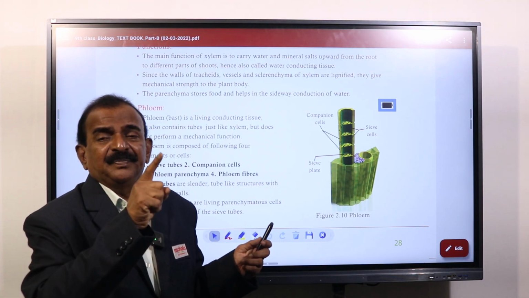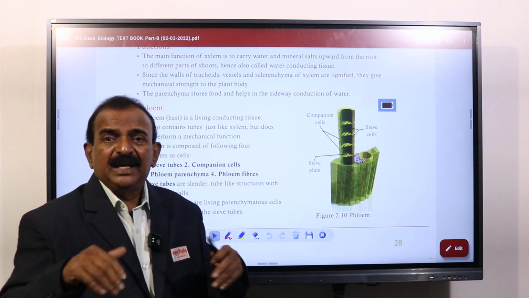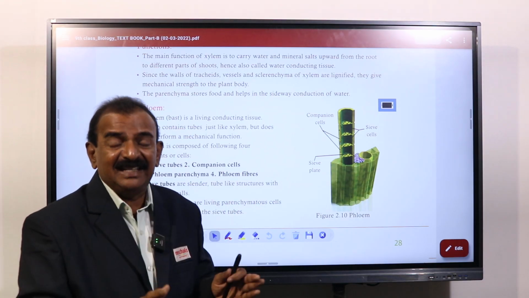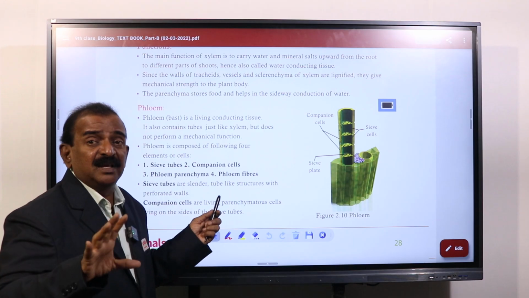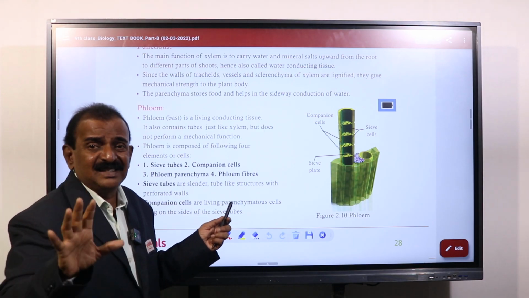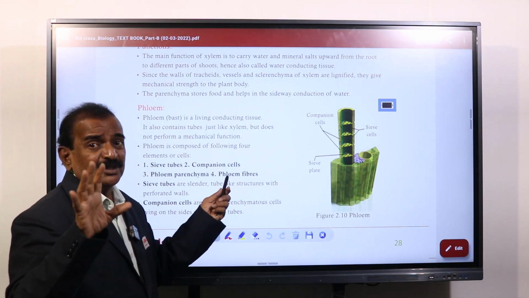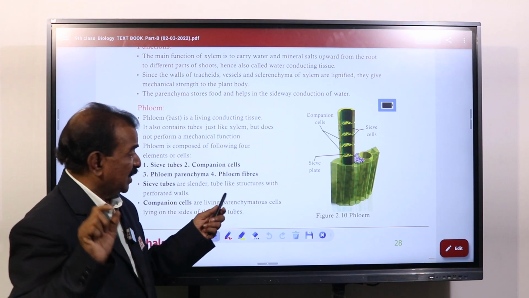Here in bast, in phloem, all the tissues are living tissues. But in case of xylem, only xylem parenchyma is living tissue and other types of cells are non-living and they are dead, they form wood. But here in case of phloem, all cells are living cells, and you see phloem fibers also present here, and they have thick cell walls.